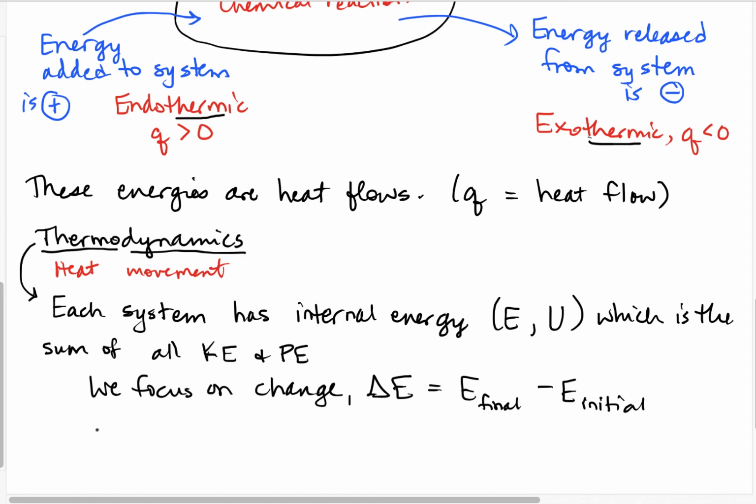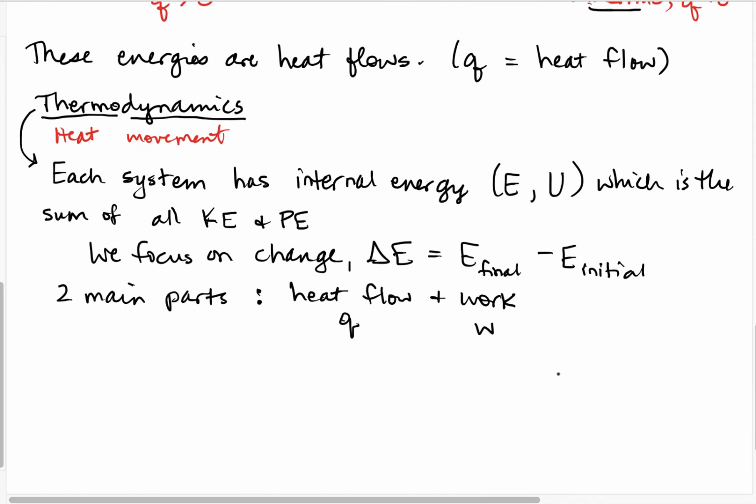So when we focus on these changes, we have two main parts that we're going to look at. Specifically when we look at gases, but we can look at them with other parts too. We're going to have heat flow and we're going to have work. So heat flow we already talked about, that's Q. Work, we're going to use a lowercase w for this. And when work is done on a system, usually it's involved in compressing a system.